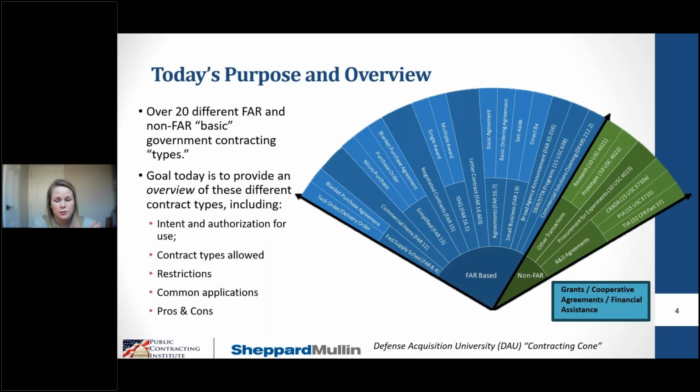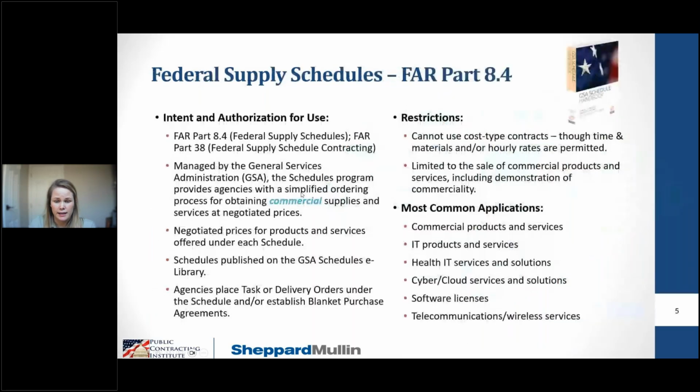We're essentially going to work our way around the DAU cone in the same order, which generally follows the sections of the FAR. And that brings us to our first section, the federal supply schedules in FAR 8.4. Federal supply schedules, or multiple award schedules, are managed by the General Services Administration. GSA has authority to issue these multiple long-term government-wide contracts to federal contractors that provide authorized purchasers, like federal, state, and local government buyers, access to commercial products and services solutions at these pre-established, pre-negotiated prices.